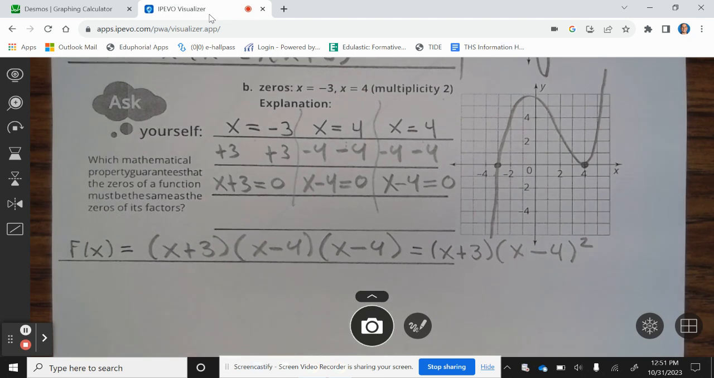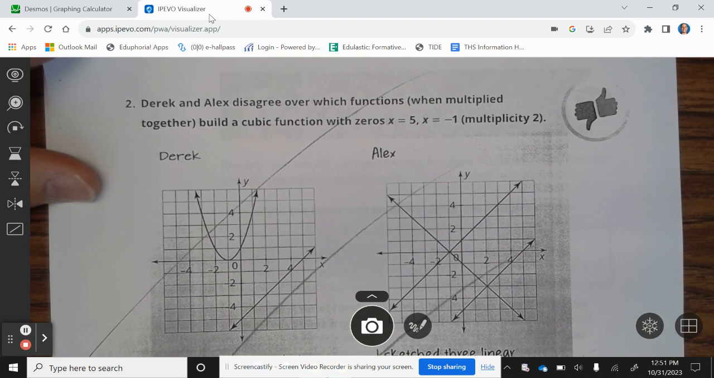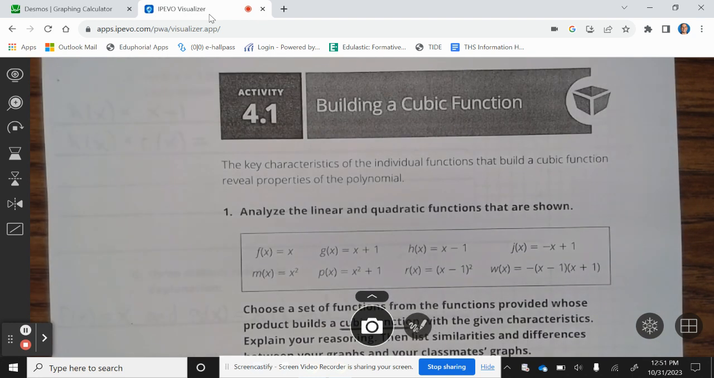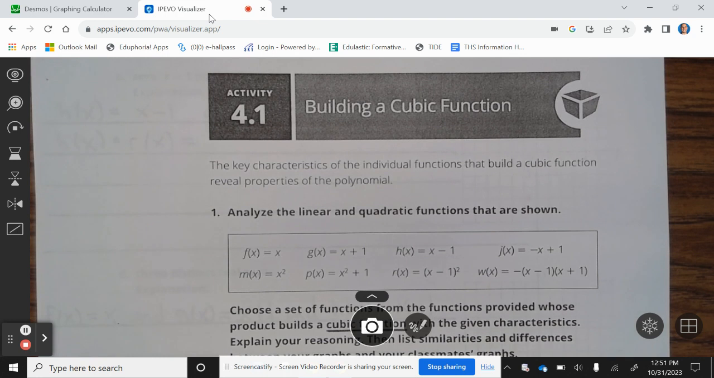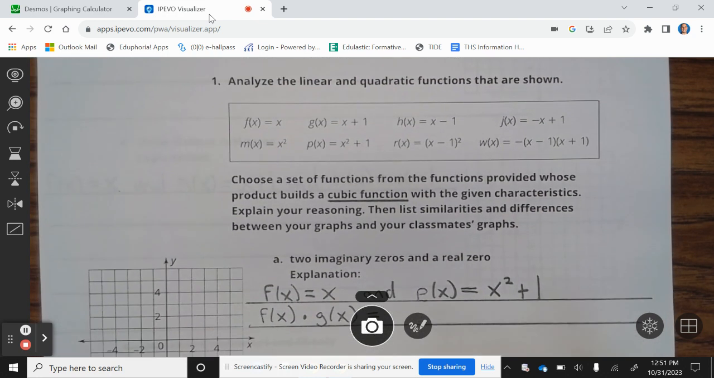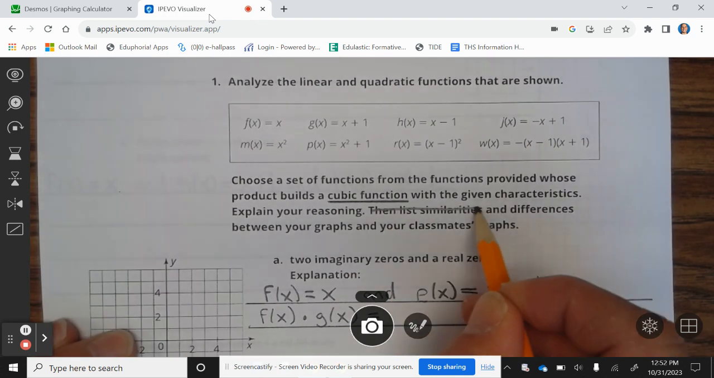All right, let's take a look at the next page. All right, go ahead and mark off this page. All right, activity 4.1, building a cubic function. The key characteristics of an individual function that build a cubic function reveal properties of the polynomial. 1. Analyze the linear and quadratic functions that are shown. Choose a set of functions from the functions provided whose product builds a cubic function with the given characteristics. Explain your reasoning, then list similarities, which we're not going to do.